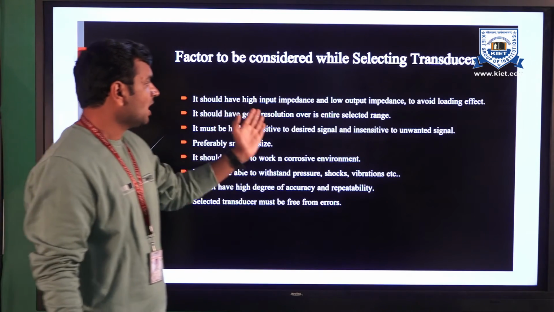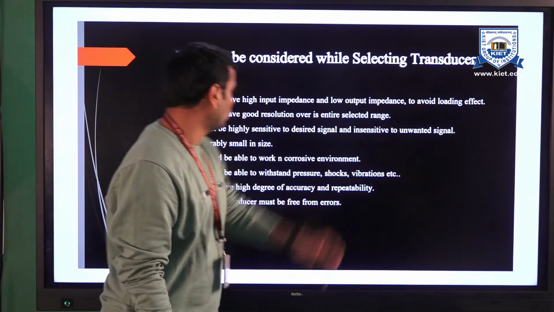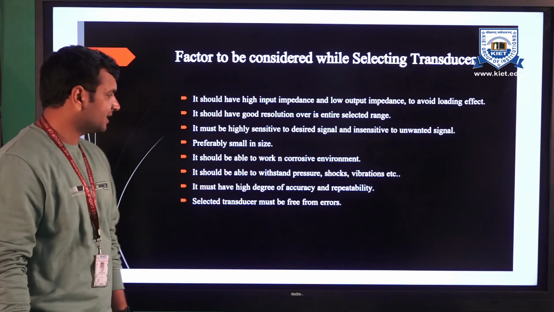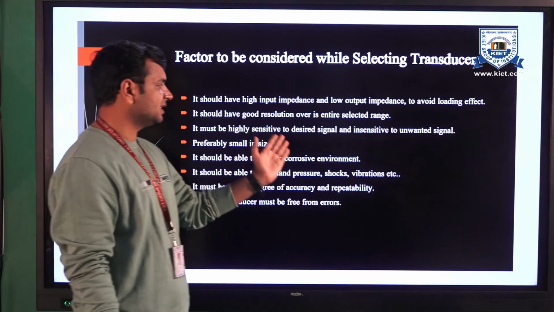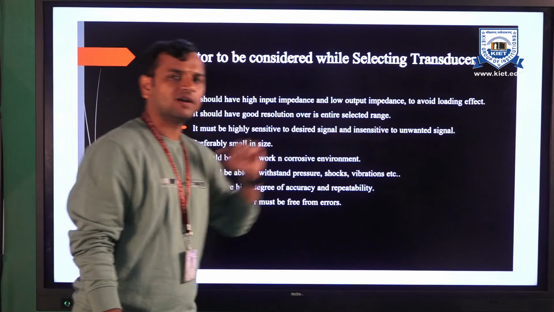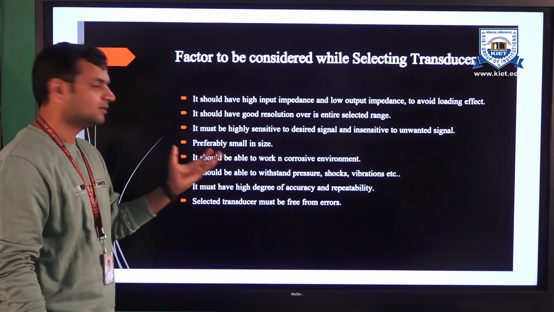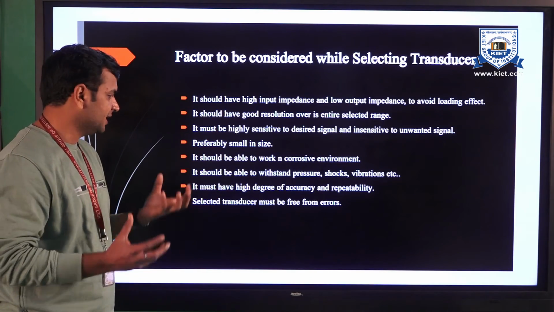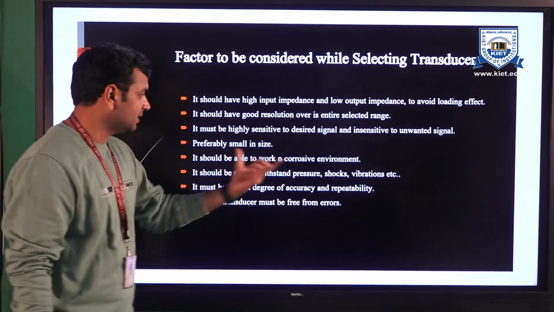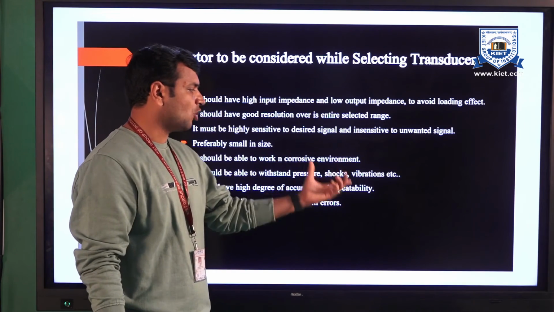It should have high input impedance and low output impedance to avoid loading effect. It should have good resolution over its entire selected range. It must be highly sensitive to the desired signal and insensitive to unwanted signals. Preferably small in size, that means it will be portable and easy to operate. It should be able to work in a corrosive environment. It should be able to withstand pressure, shocks, vibration.